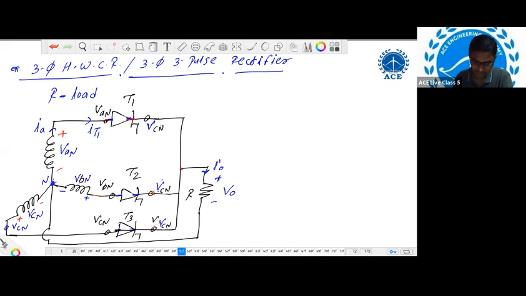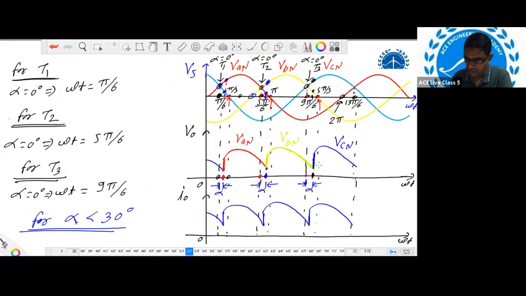So how will current flow? Current will flow from VCN through T3, the load, and back to the neutral point. In this loop, the current will flow. V0 is equal to VCN. So when T3 turns on, V0 is equal to VCN, and you'll get this type of waveform.